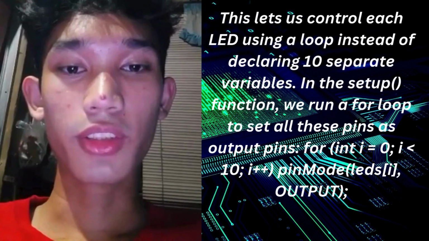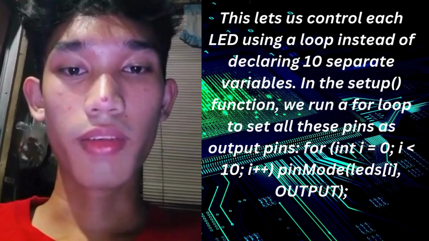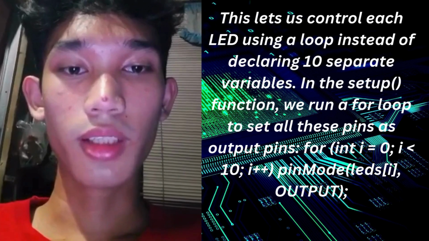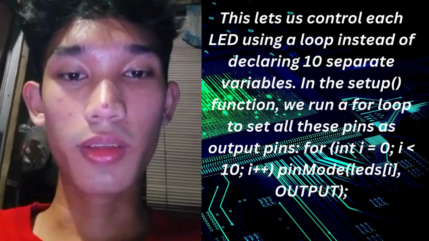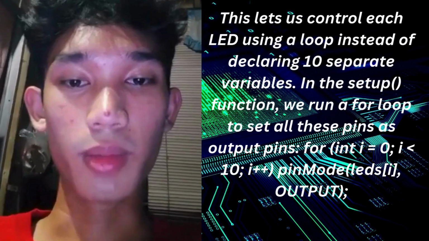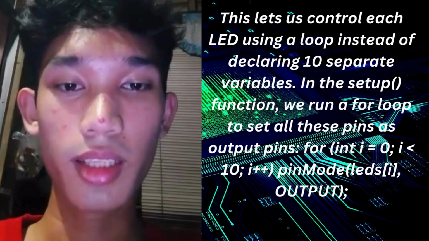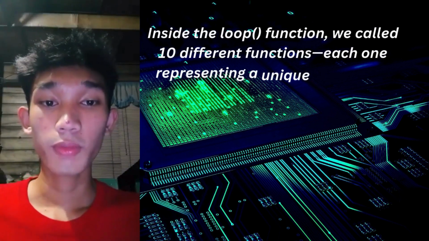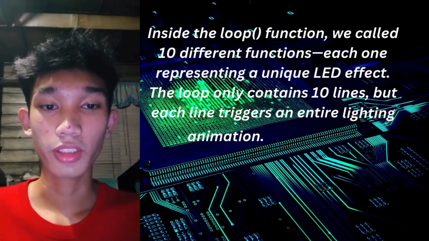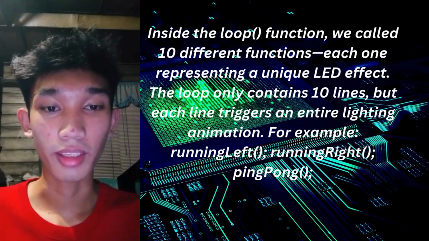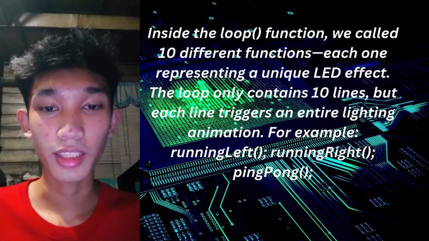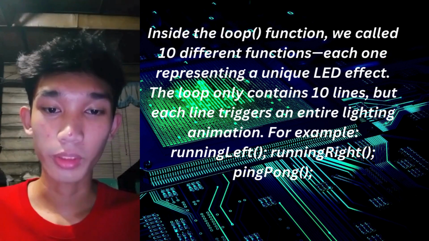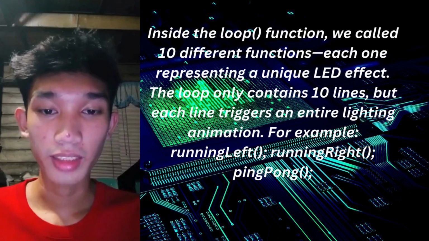In the setup function, we run a for loop to set all these pins as output pins: for (int i = 0; i < 10; i++) pinMode(LEDs[i], OUTPUT). Inside the loop function, we call 10 different functions, each one representing a unique LED effect. The loop only contains 10 lines, but each line triggers an entire lighting animation, for example, running left, running right, ping pong.